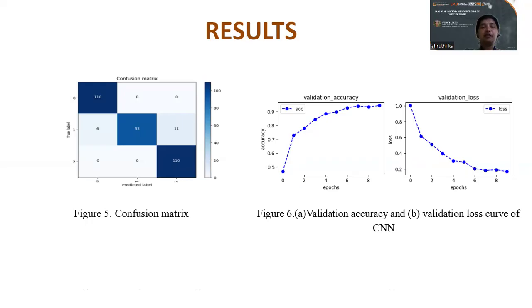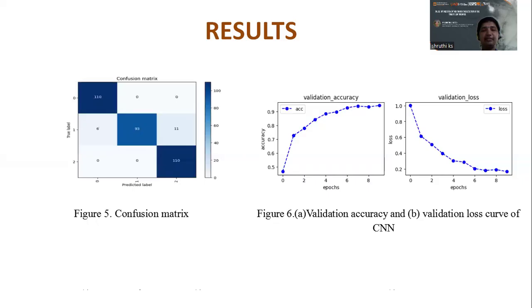The few misclassifications are because of the features of this class. Few of the features from this class overlap with the features of the other classes, so because of that, we may get a few misclassifications. Then consider the validation accuracy and the validation curve of the CNN.